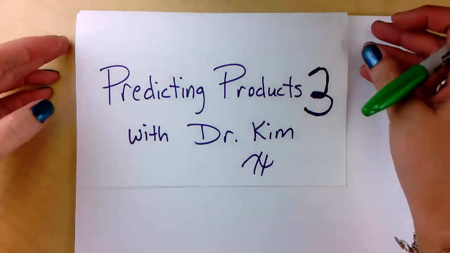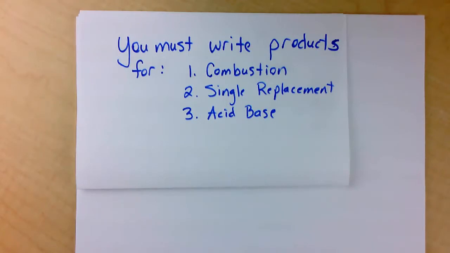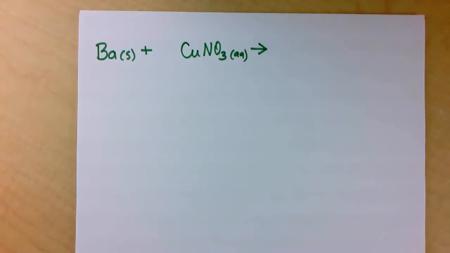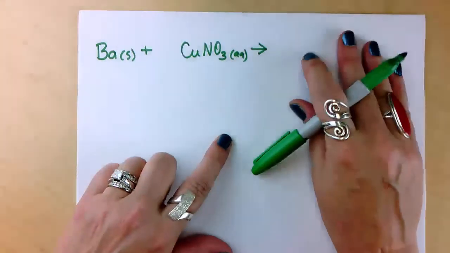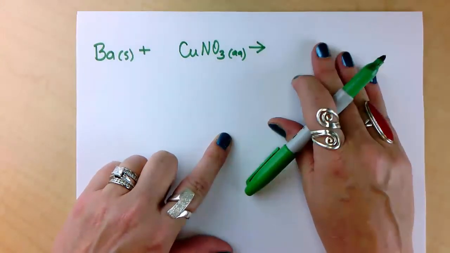I want to remind you that in Chem 130 you have to write your own reaction and products for combustion, single replacement, and acid-base reactions. Let's pretend this is on an exam. We have barium solid plus copper 1 nitrate aqueous making nothing here at all. We have to write our own products.